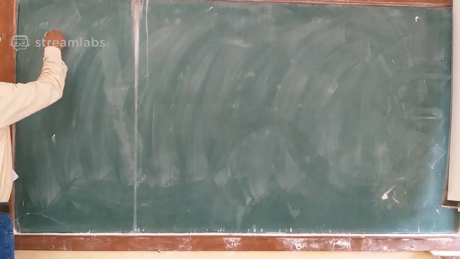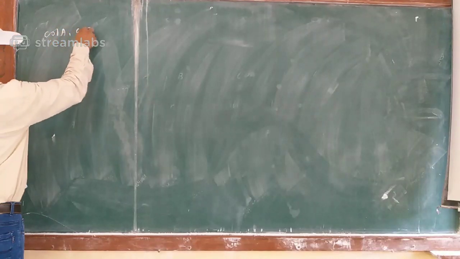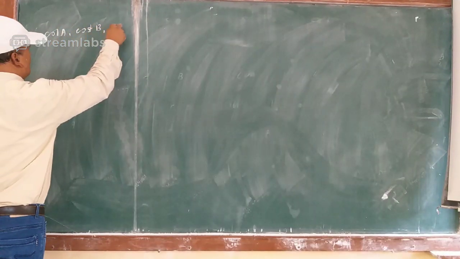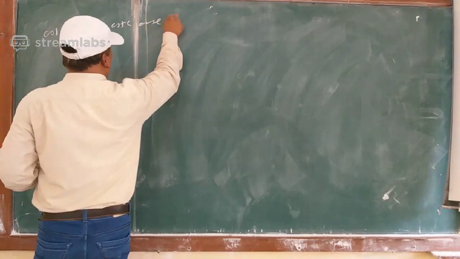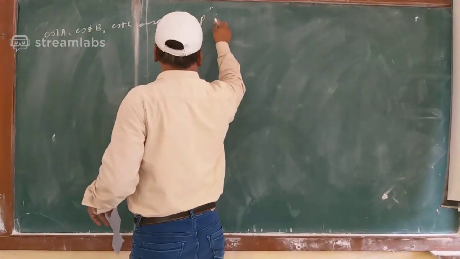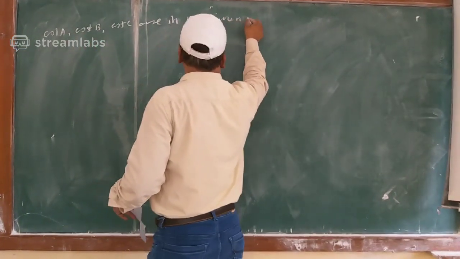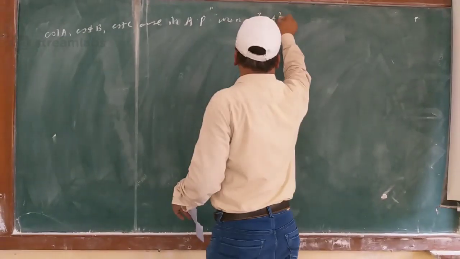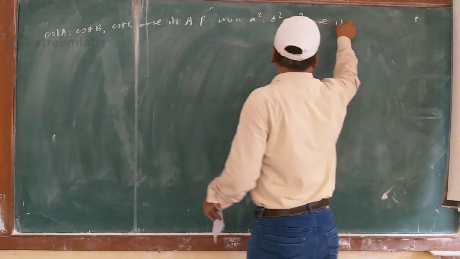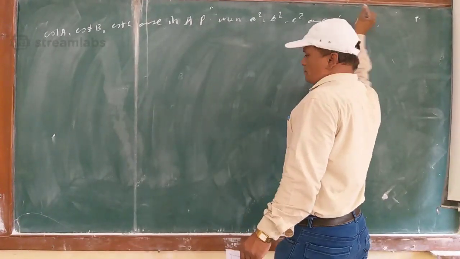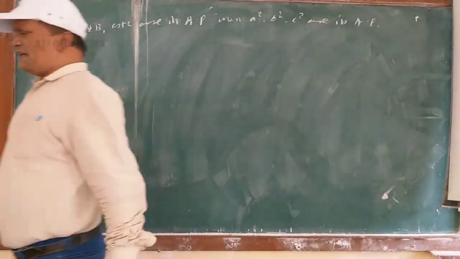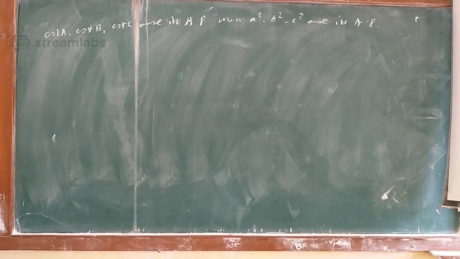Show that chord A, chord B, chord C are in AP when A square, B square, C square are in AP. Arithmetic progression. What is the meaning of arithmetic progression?